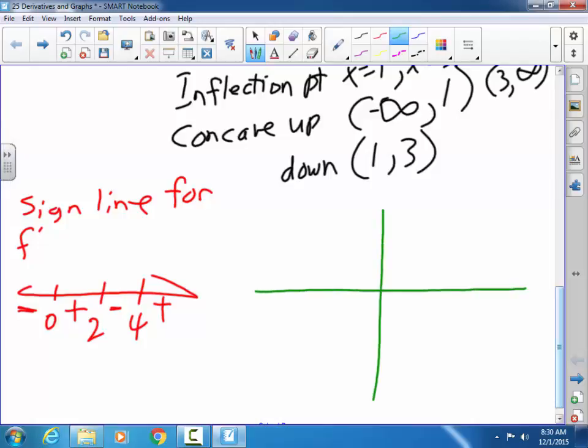Where do you think we ought to start? Critical points. Okay. Where are our critical points at? What is the first derivative? So that's at 0, at 2, and 4. So what do we know? We know we've got critical points at 0, at 2, and at 4.